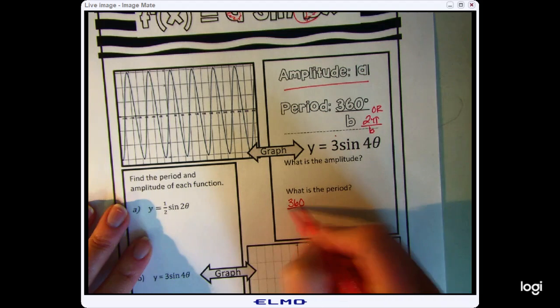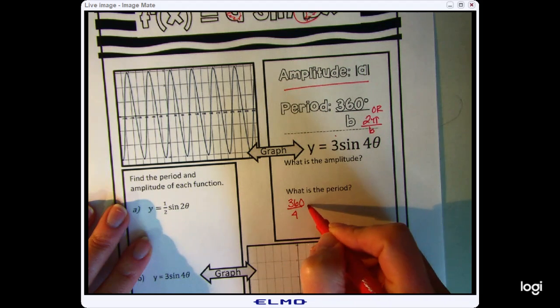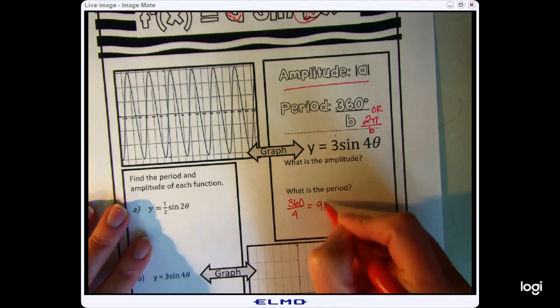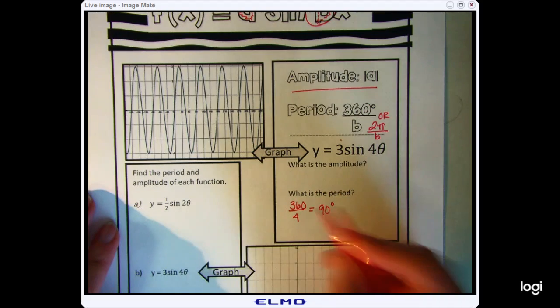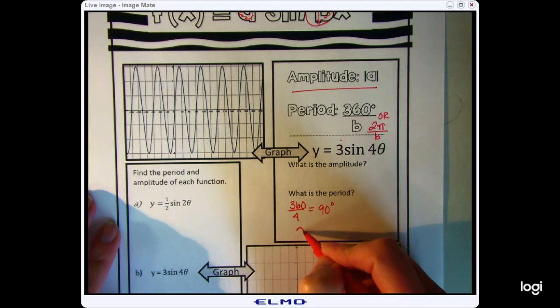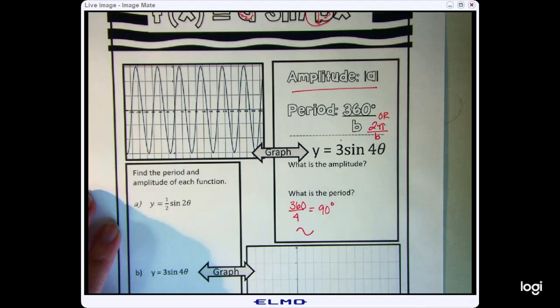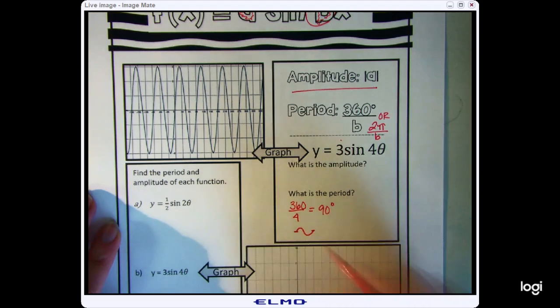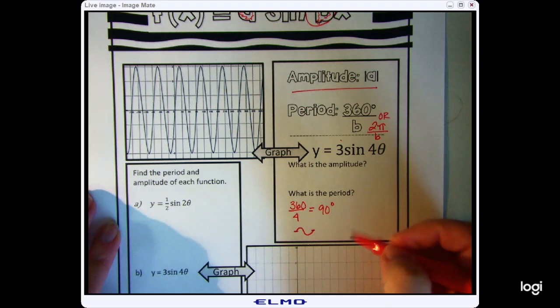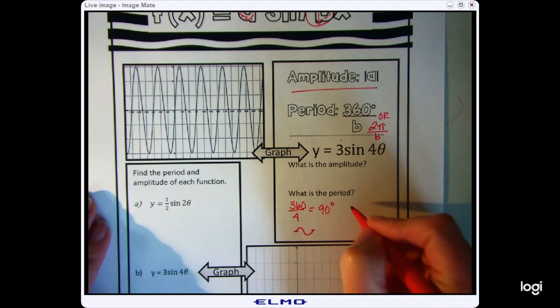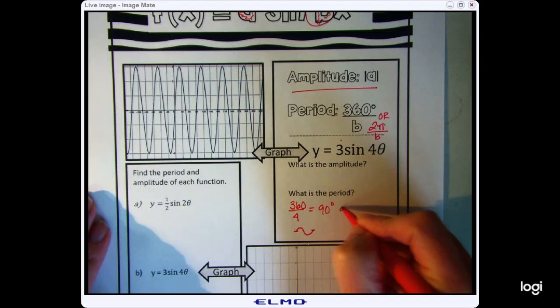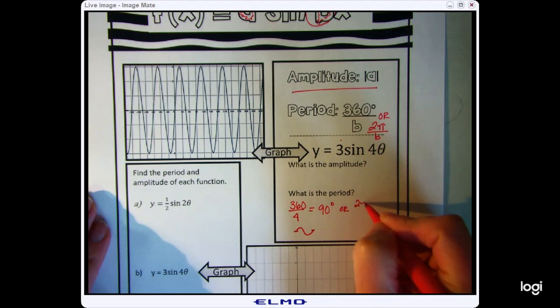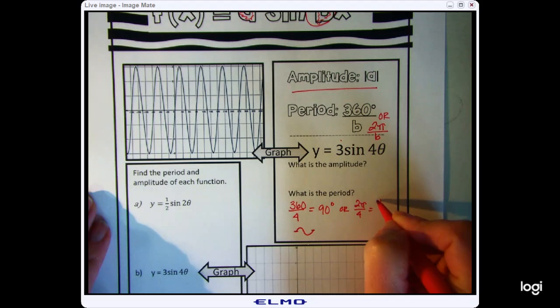360 divided by 4 is 90. That means every 90 degrees you have to have one complete sine wave function. It starts in the middle, goes high, low, and ends in the middle. And I believe you're going to be working in radians frequently today. So 2 pi divided by 4 is every pi halves.